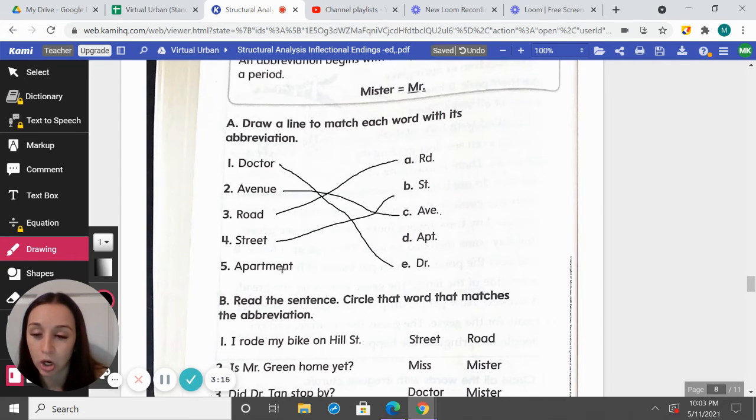And then we have apartment. Apartment abbreviates to A-P-T, capital A and a period. I live in an apartment now, and when I'm writing out a letter, or if I get a letter, a lot of times it'll put apartment 2, A-P-T, period, 2. I don't ever write out apartment. I abbreviate it.